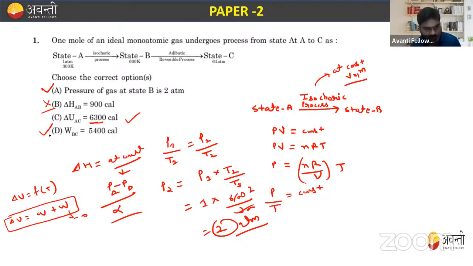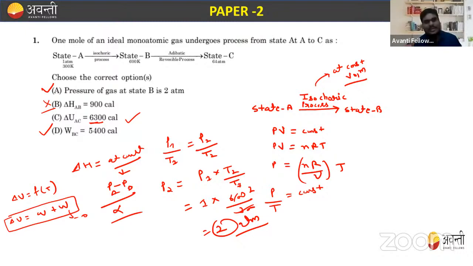W_BC, work done from B to C is 5400 kilojoule. Whether it is true? Yes. That is the work done from B to C. For the adiabatic reversible process, work done comes out to be this, right? Because the temperature is given, pressure is given, you have to calculate, and you can calculate. Because you already know P2 here, right? So you will calculate this.